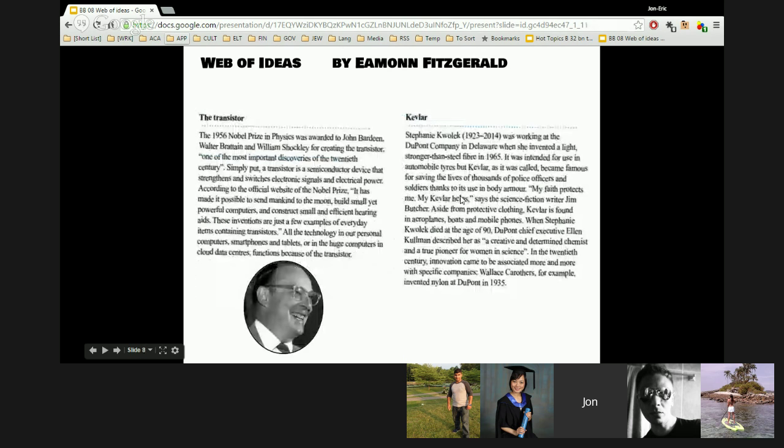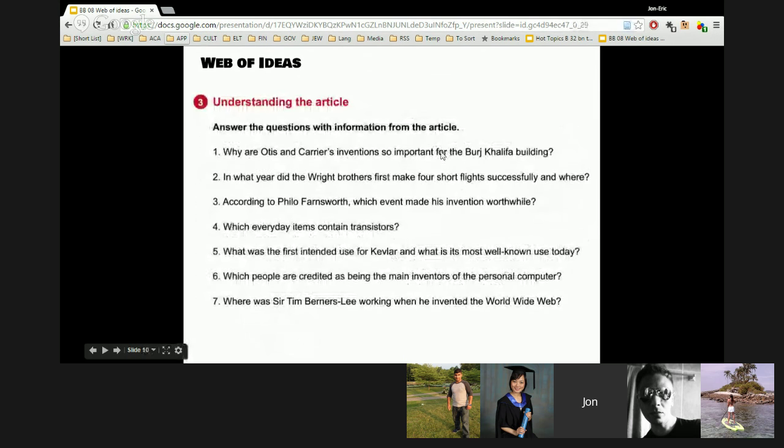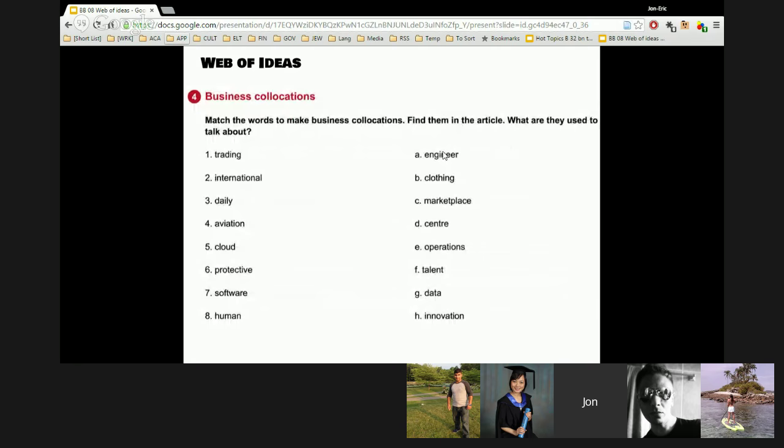I wanted to jump forward. I'm going to skip the comprehension, but you can do this on your own if you'd like to read the article, and then I'd be happy to give you the answers. I would like to talk about some business collocations, however. That's kind of useful. So in the article, you were exposed to this, but maybe, just by working together for a minute, we could also clarify what the answers are. So let's take a look at these business collocations in part 4, and let's see if we can try to match them up. So I'm going to say a word on the left. You tell me what it matches with on the right.